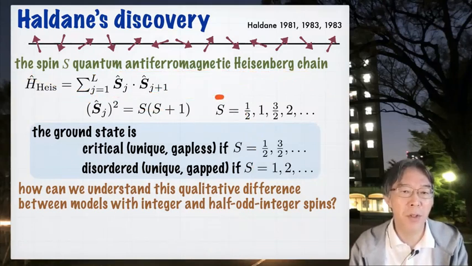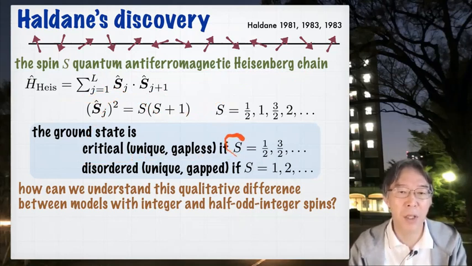The only parameter is this spin quantum number S. Then Haldane discovered that the ground state of this Hamiltonian is critical in the sense that it's unique and gapless if S is a half-odd integer, but it's disordered in the sense that it's unique and gapped if S is an integer. So this is a very drastic qualitative difference, and everybody was surprised in the 1980s.